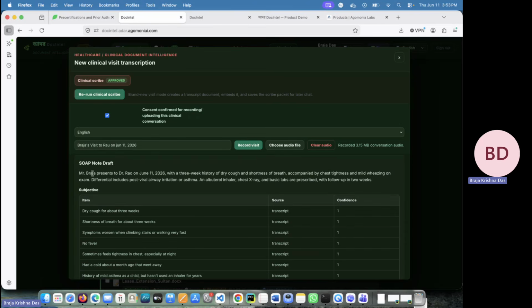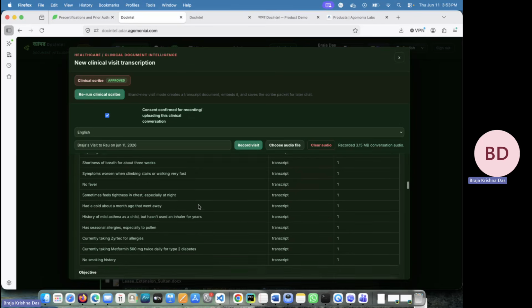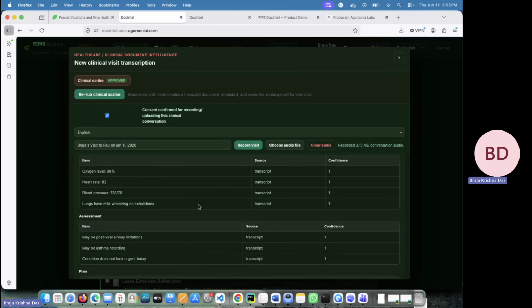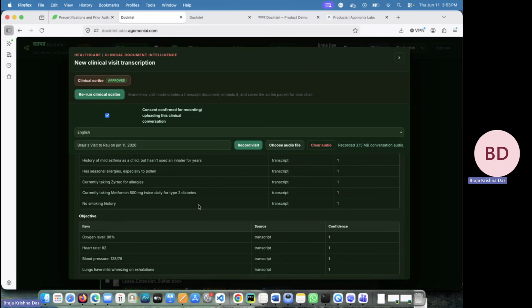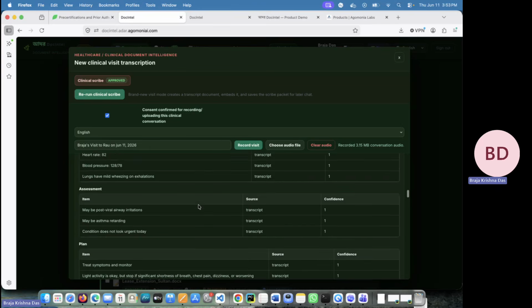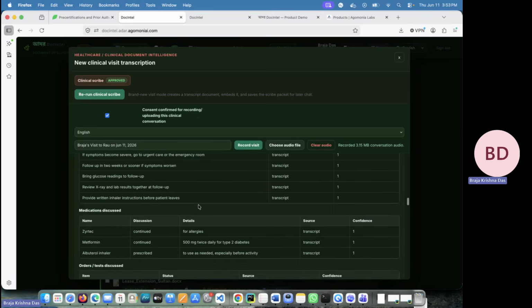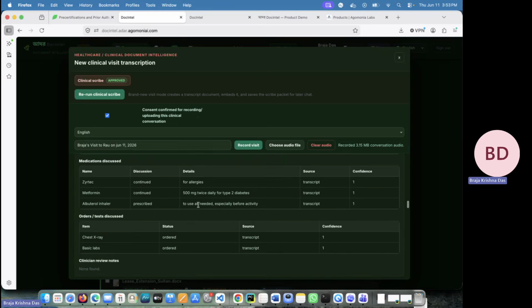That's where you see that it says Mr. Braja presents to Dr. Rao on June 11, 26 with a 3-week history of dry cough. And it makes fantastic notes for you. And then what are the different contents inside that? It also does this. So the objective, you see, is the oxygen level, heart rate, and whatever will be discussed. And the assessment is there, then the plan, what plan has to happen, and what medication was discussed.